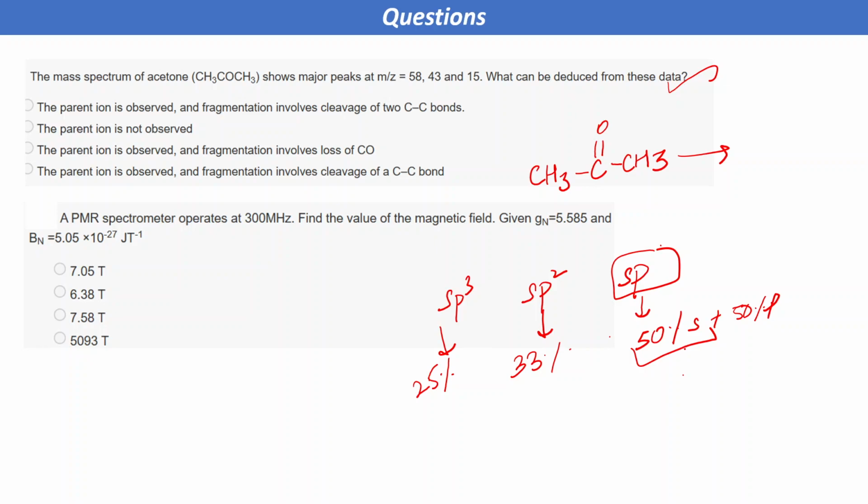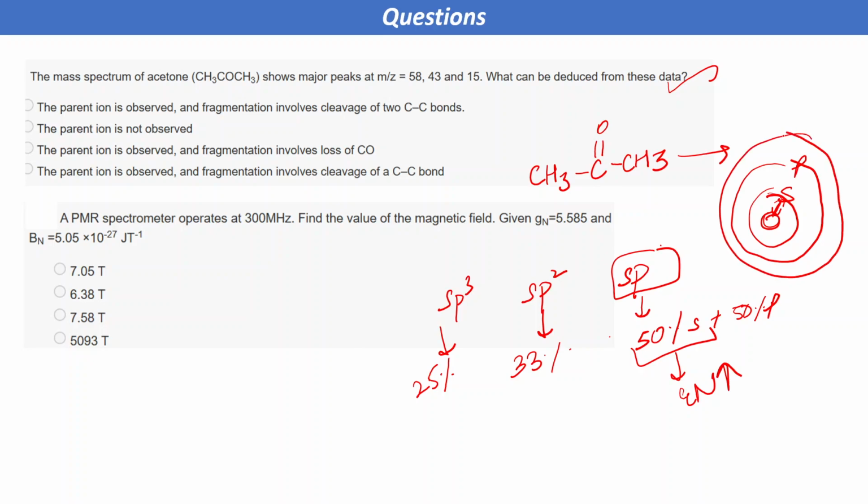And you know, the more the s character, the more electronegative it will be, because the s orbital is nearer to the nucleus, so the force of attraction will be more. Similarly comes p, then comes d orbital. So s is more electronegative than p and d. So sp has the highest s character compared to sp3 and sp2. sp is the alkyne, the triple bond one.